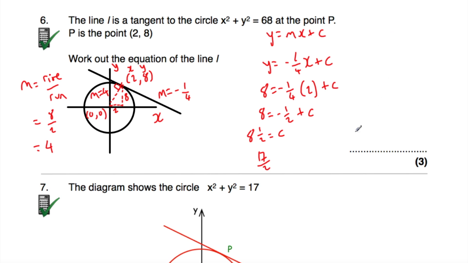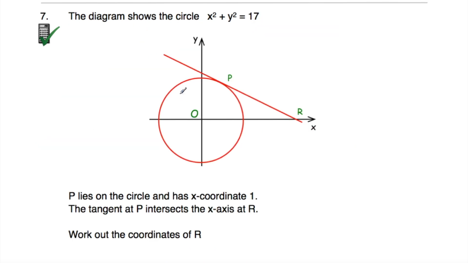So that means that the equation of the tangent will be y equals -1/4 x and then plus 17 over 2 or 8.5. You may have written it in decimal form, y equals -0.25x plus 8.5, and any of those are fine. And that's it. That's the equation of that tangent. Okay, let's look at our next question, question number 7. We've been given this circle, that's the circle x squared plus y squared equals 17.